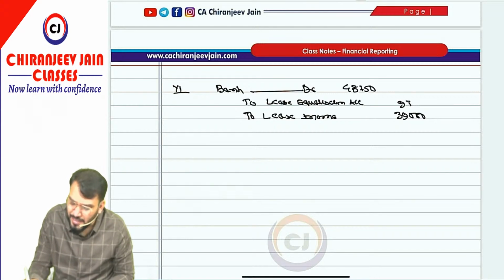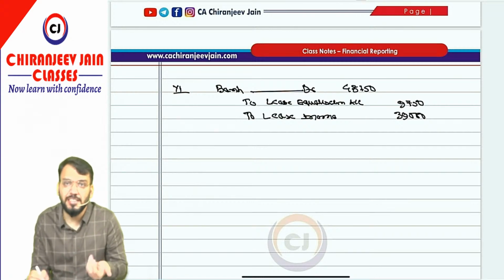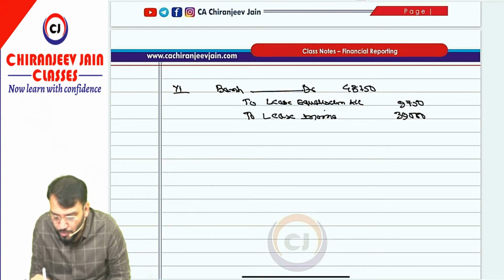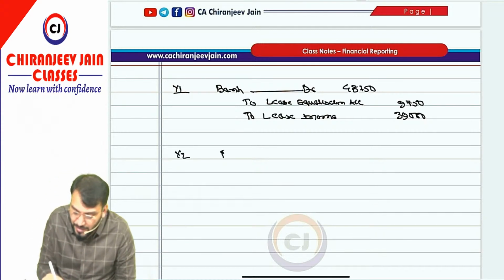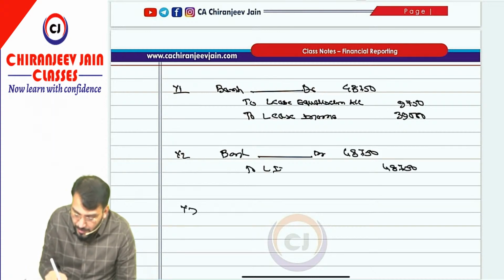Or we can say this is nothing but pre-received income, which means it is a liability. But normally ICAI uses this type of term, lease equalization account. You can also use lease equalization account. Second year, you can see the amount is the same, 48,750, and the lease income is also 48,750. Third year, the amount is how much?